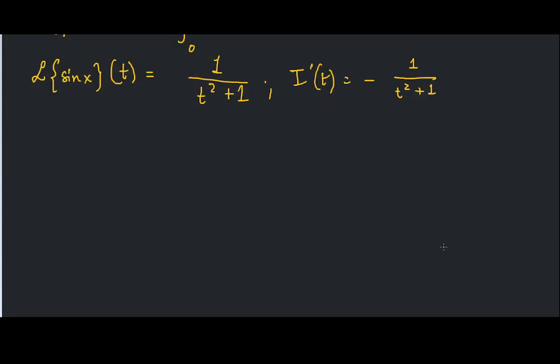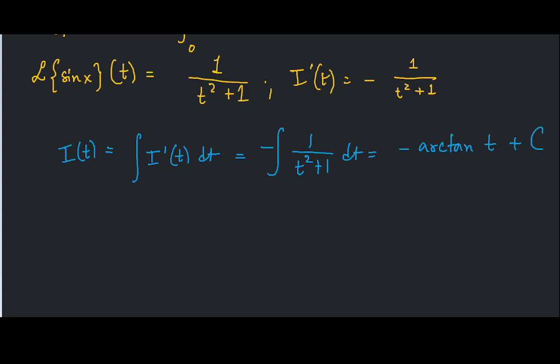Okay, cool. Now what I'm going to be doing is something very unconventional, but if you remember, our integral function I of t is the integral of I prime of t dt, and this is just the indefinite integral of negative 1 over t squared plus 1 dt, and we know this is a pretty standard integral, right? Negative arctangent of t plus c. We need to evaluate this c.